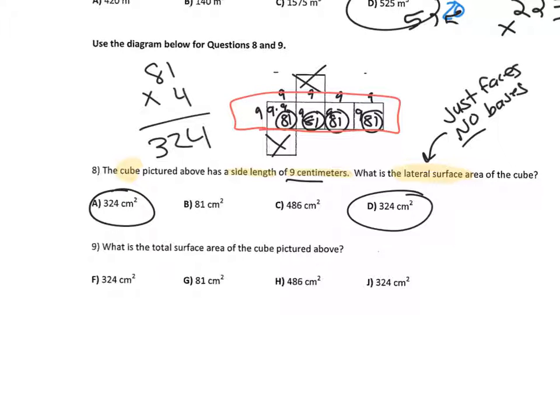So then number 9. We just found lateral. Number 9 says, what is the total surface area of the cube pictured above? So that means all of them. Take that 324. It'd be 81 times 6.